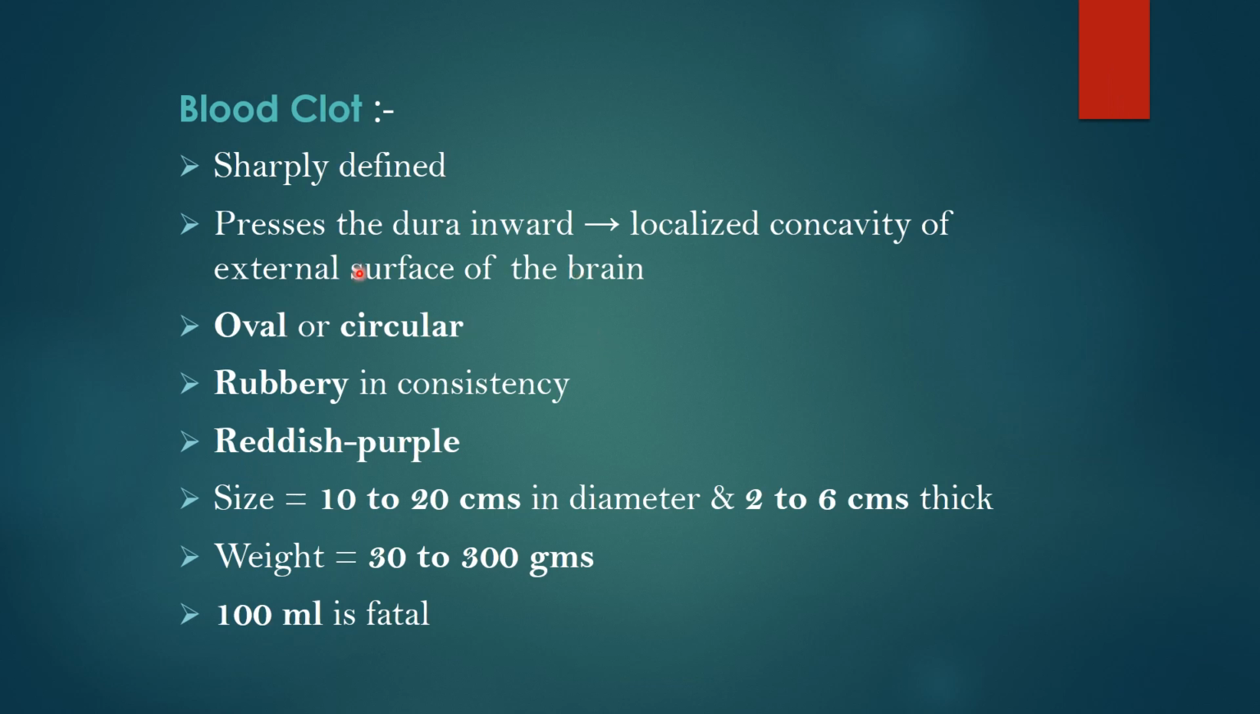The clot is usually sharply defined, as seen in the photograph, and it presses the dura inward. So if the dura is pressed inward, there can be a concave depression in the external surface of the cerebral cortex. It can be an oval or circular shaped hematoma, and the size is usually a few centimeters in diameter, and the usual weight is 30 to 300 grams.